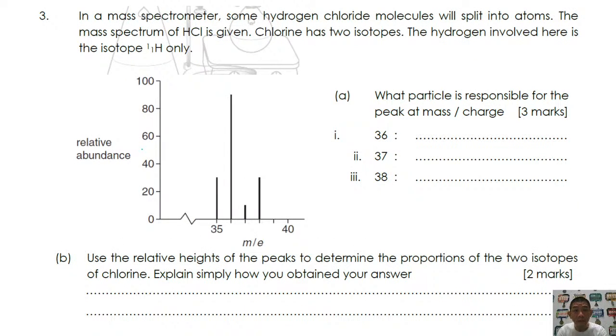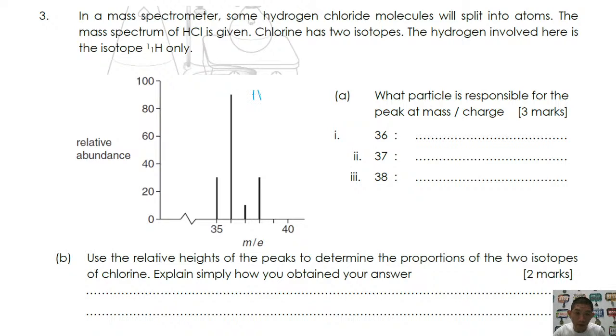In a mass spectrometer, some hydrogen chloride molecules will split into atoms. The mass spectrum of HCl is given below. Chlorine has 2 isotopes. The hydrogen involved here is the isotope 1-1H only. So given to you, this is the mass spectrum. They will ask you, A, what particles are responsible for the peaks at mass over charge 36, 37, and 38?